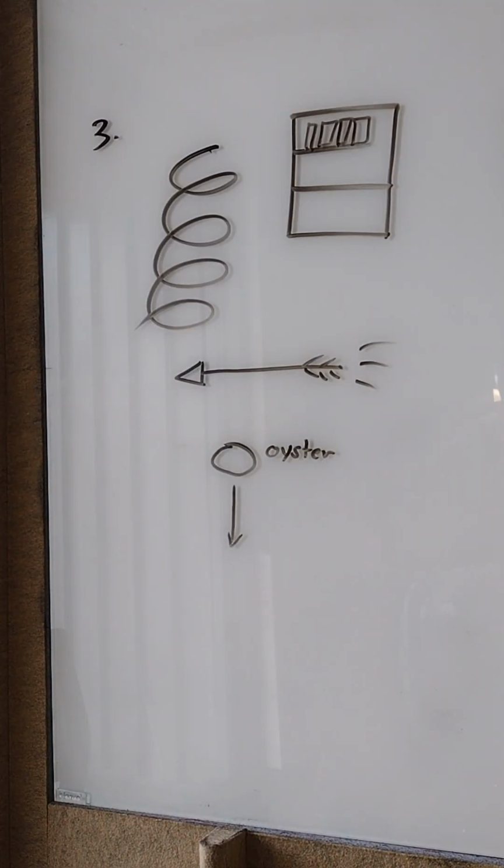Number 3, which of the following is an example of an object with elastic potential energy? A stretched spring, books on a shelf, a moving arrow, or a falling oyster? Okay, so it has to be something that can be stretched and then goes back to the same position, so that is going to be the spring.